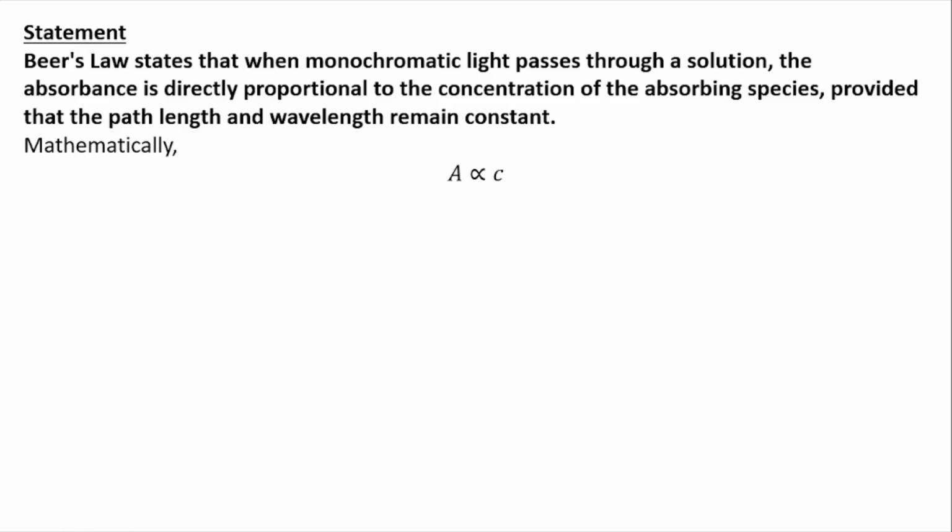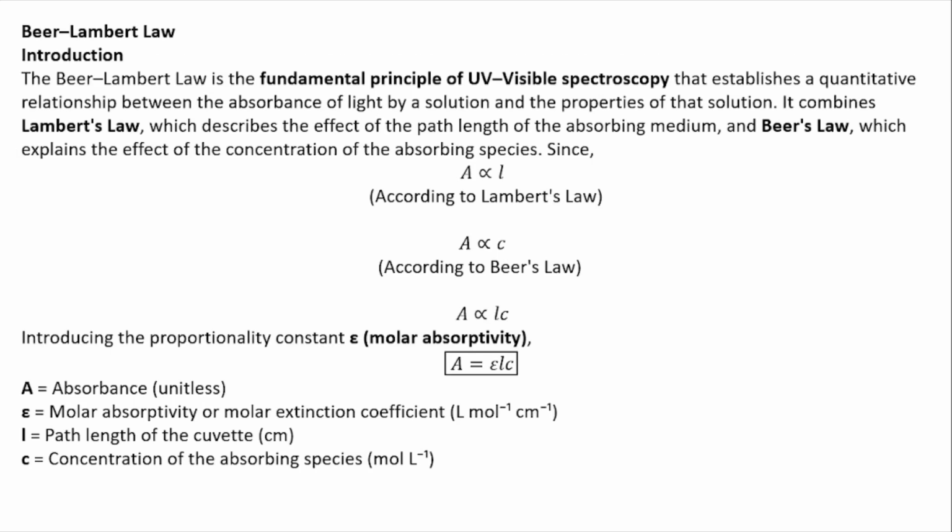After logically combining both Beer's law and Lambert's law, we get the combined Beer-Lambert law. The Beer-Lambert law is a fundamental principle of UV-visible spectroscopy, which establishes the quantitative relationship between the absorbance of light and the properties of the solution. It combines both Lambert's law, which describes the effect of path length, and Beer's law, which describes the effect of concentration on the absorbance.